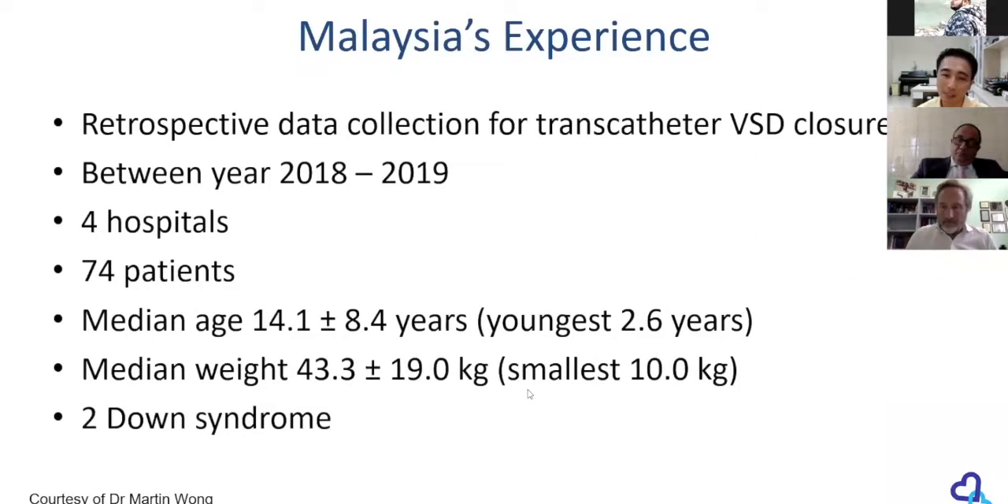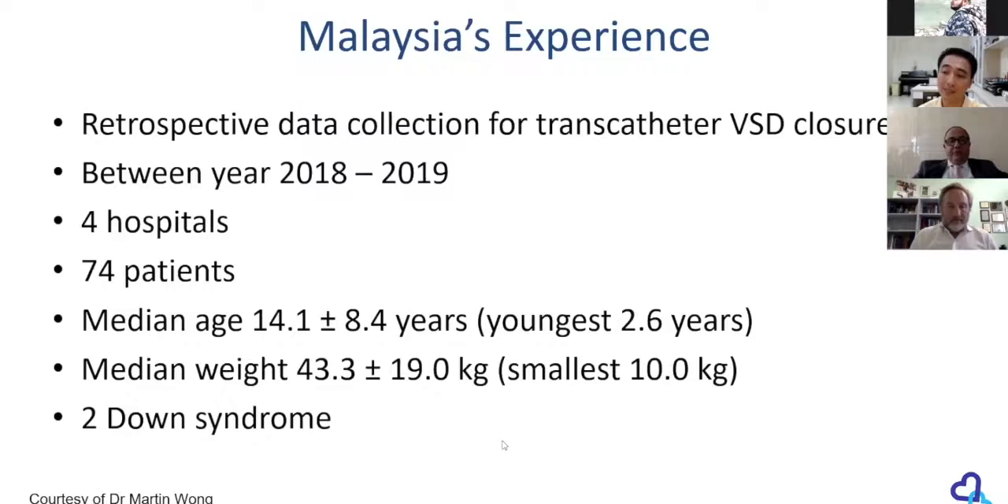I just want to share a little bit of Malaysian experience. This was collected by Dr. Martin Wong from 4 hospitals. We have 74 patients done using the MFO for transcatheter VSD closure, not including PDA or other places apart from VSD. Mean age was 14.1 years, median age 43.3, and the smallest patient was 10 kilo.